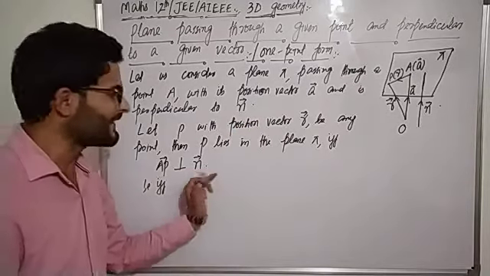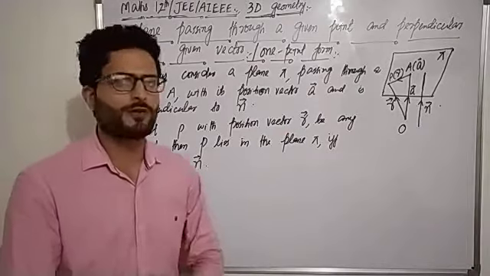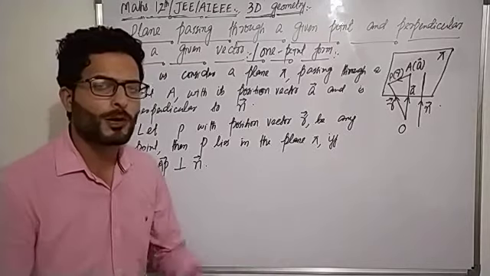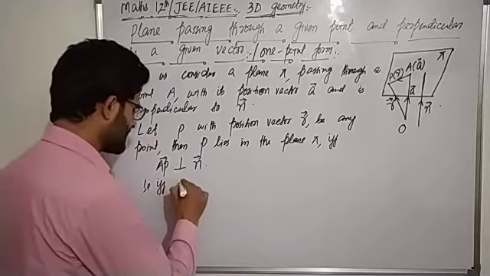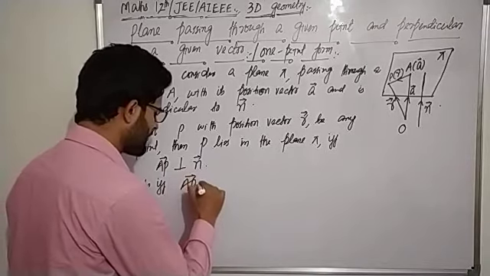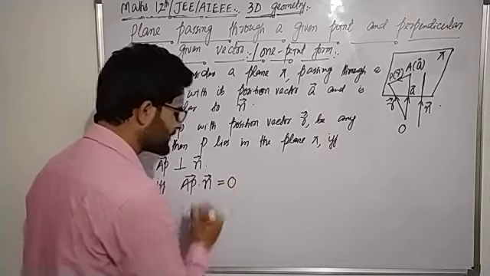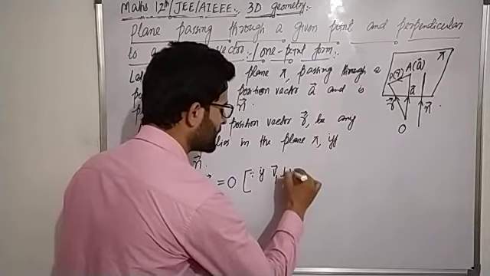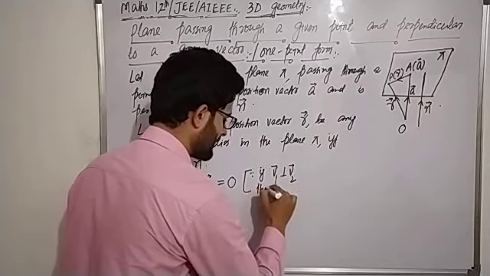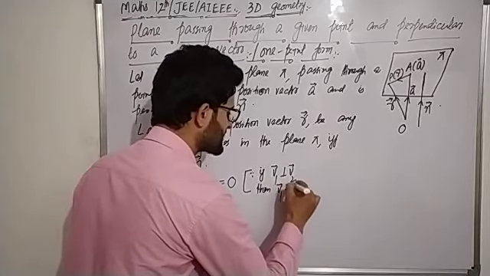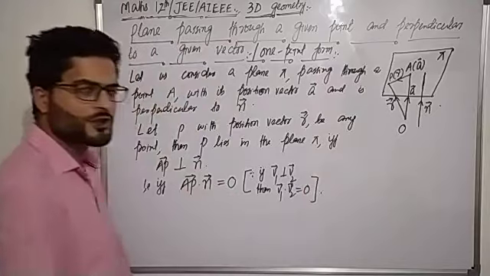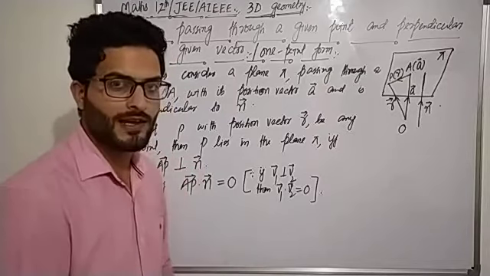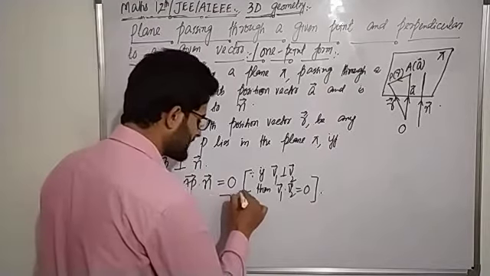AP vector is a non-zero vector, N vector is again a non-zero vector, and the two non-zero vectors are perpendicular to each other. When two non-zero vectors are perpendicular, obviously their dot product must be equal to 0. So that is if and only if AP vector dot N vector is equal to 0, because if V1 is perpendicular to V2, then V1 dot V2 must be equal to 0. Their dot product is a zero scalar, right? So we are keeping this equation as equation number first.